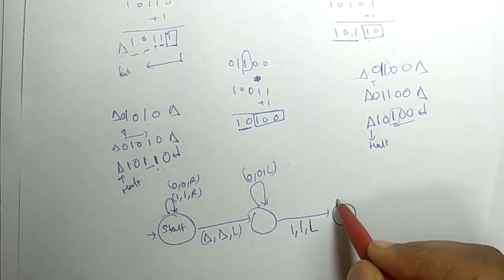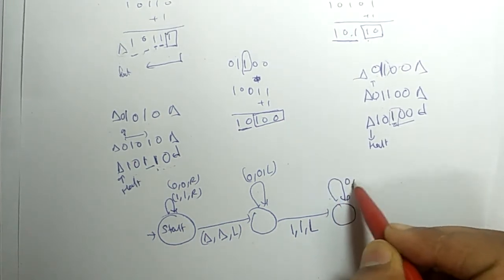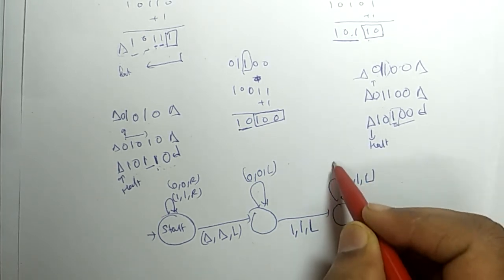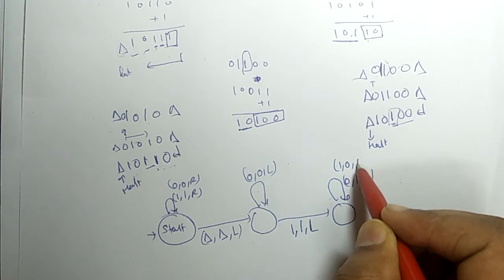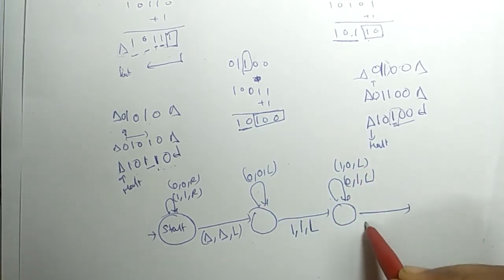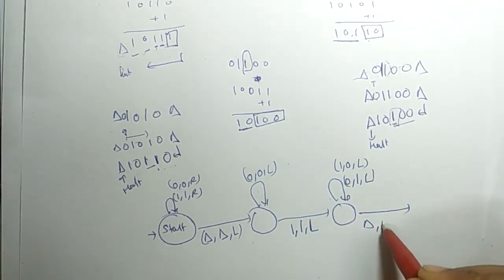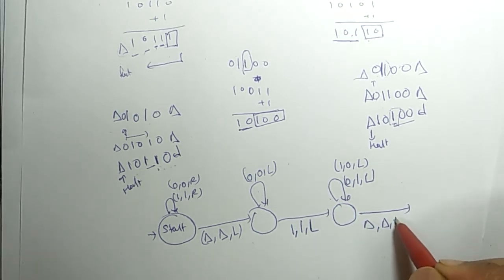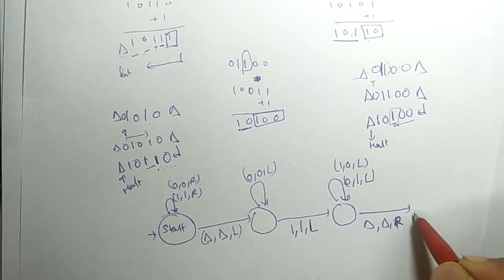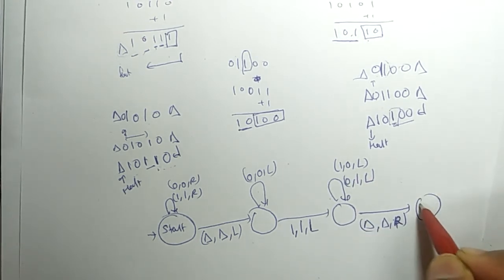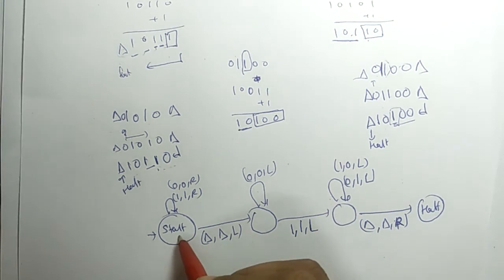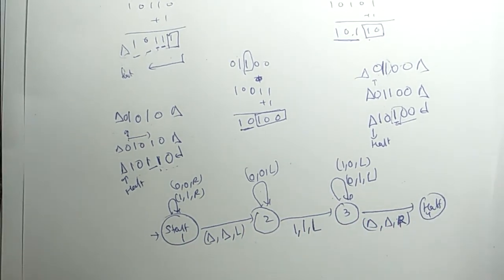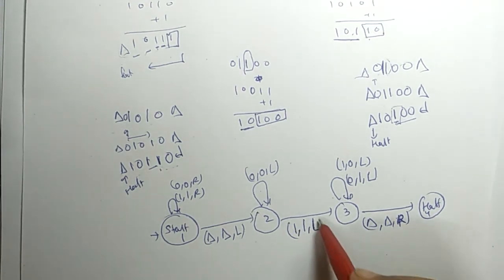So after this, if we get 0, we convert it to 1 and move to left. If we get 1, we convert it to 0 and move to left, and we will reach this blank. Here you can move to left or right, it doesn't matter. At the end you will reach the halt state. So it is state 1, state 2, state 3, and state 4. So the TM will be designed in such a way.